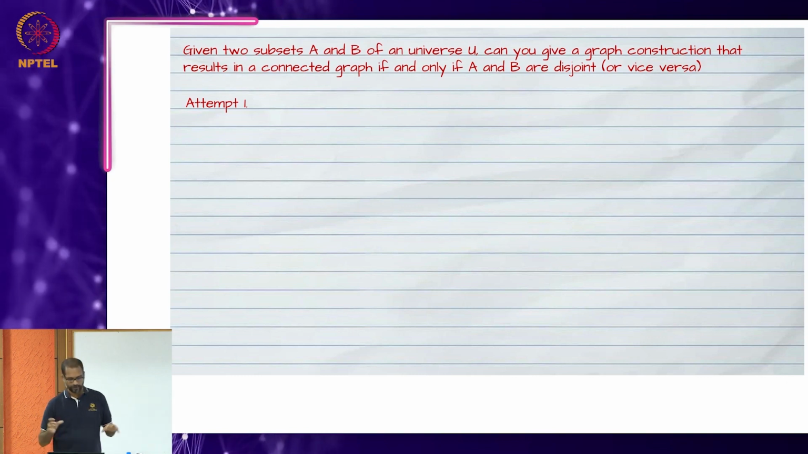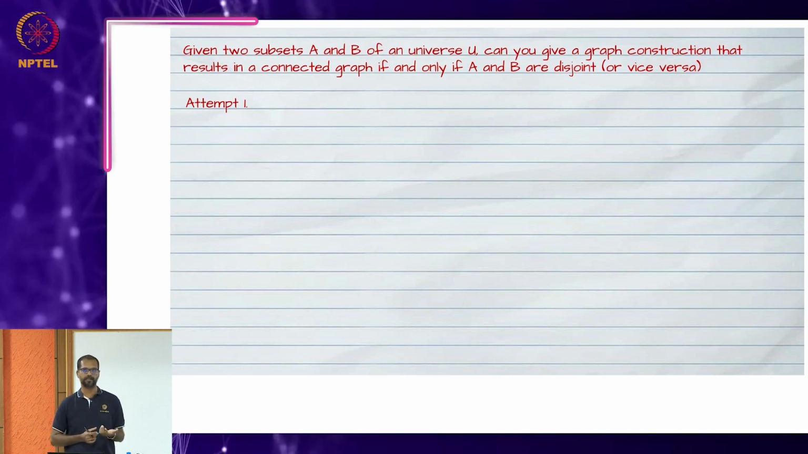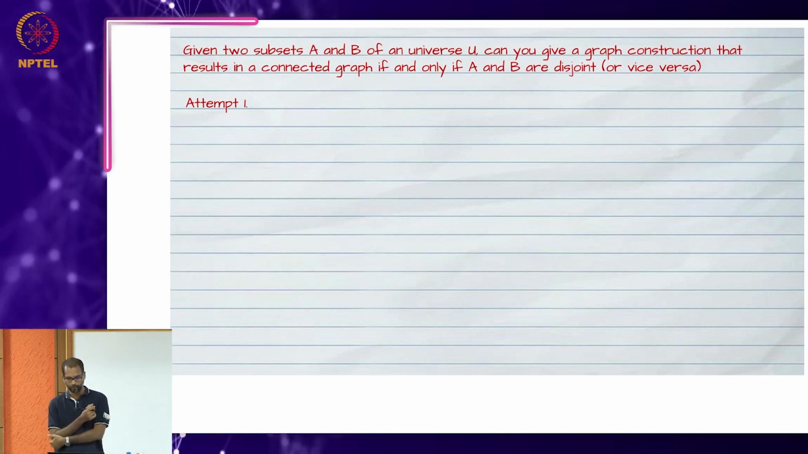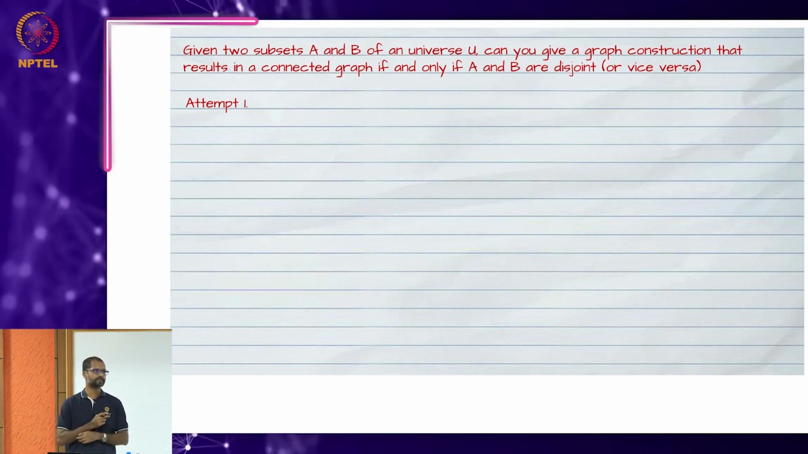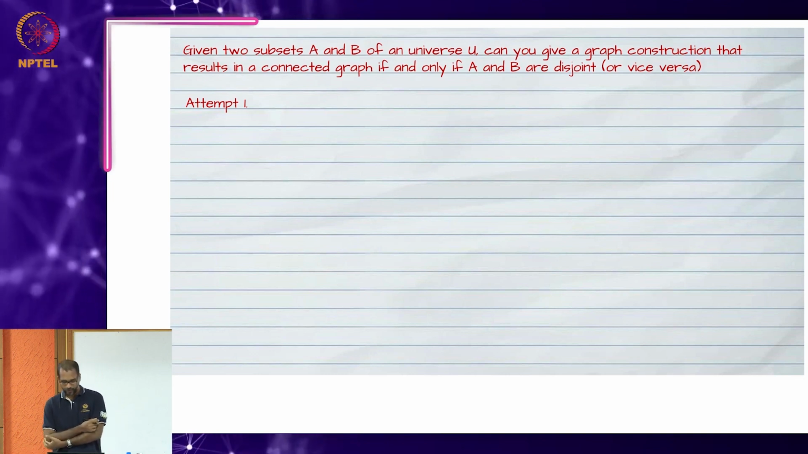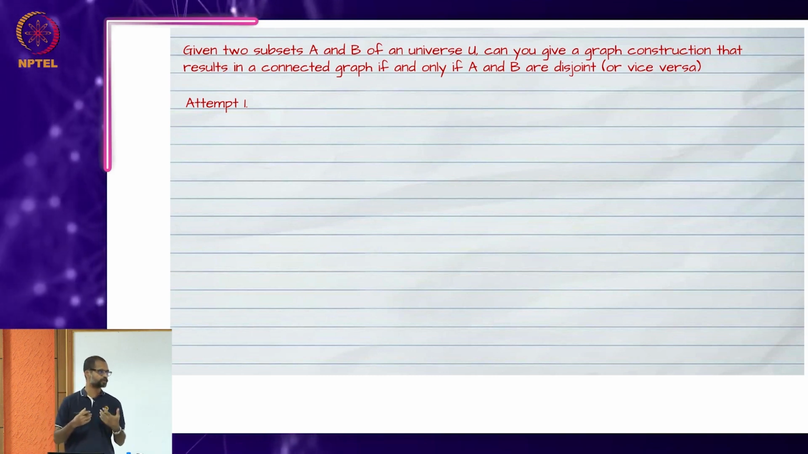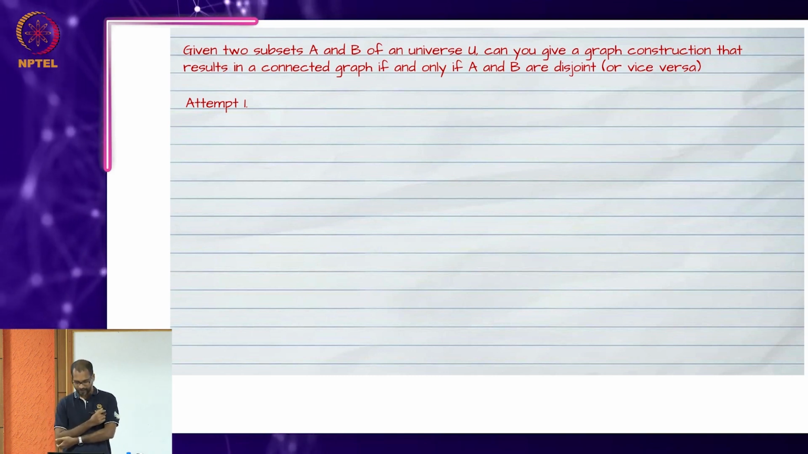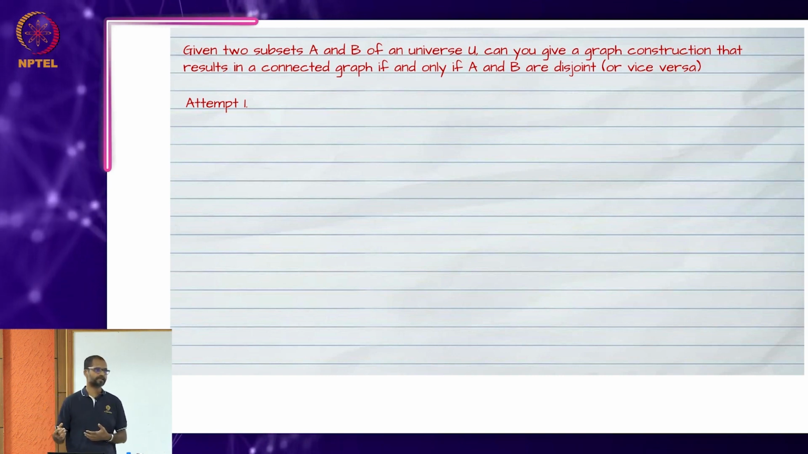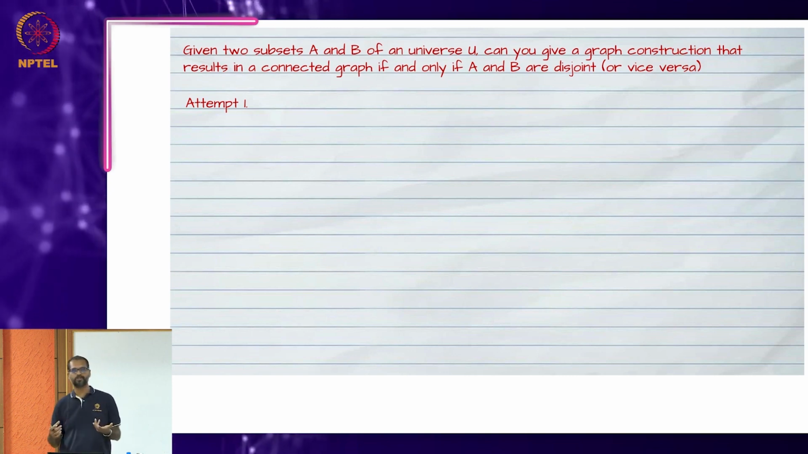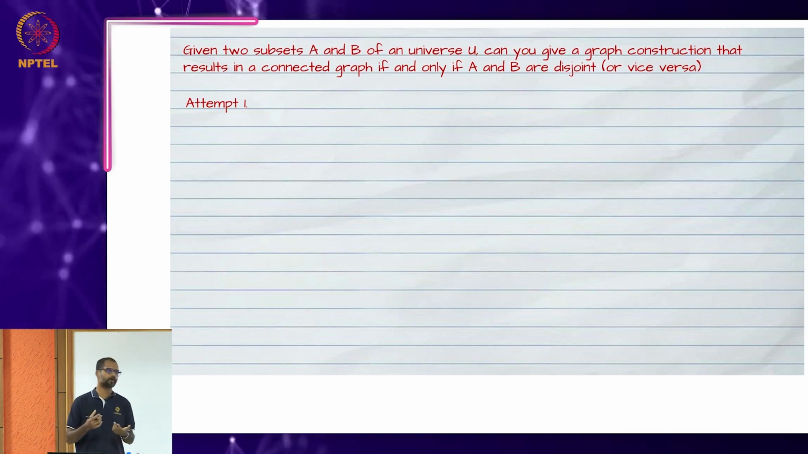Okay. So you are given two subsets A and B of a universe U, as in the setting of the communication game. A is the set with Alice, B is the set with Bob. But forget about Alice and Bob for a moment. Think that you have two subsets A and B of the same universe U. And I want you to imagine a graph construction, some procedure to construct a graph such that if A and B are disjoint, then it results in a connected graph. If A and B are not disjoint, then it results in a disconnected graph. Or the other way around. Since it's a binary decision problem, it's okay.